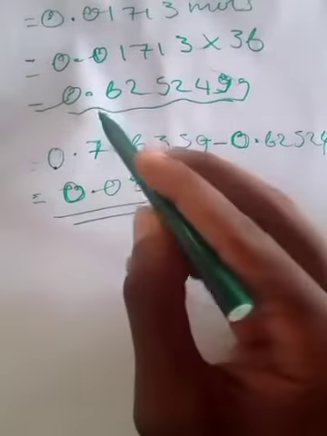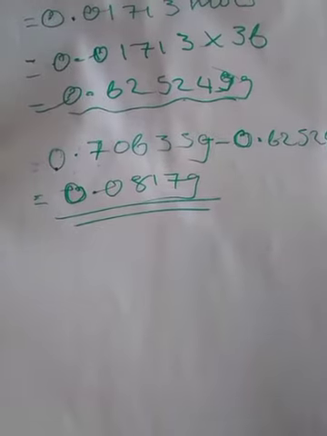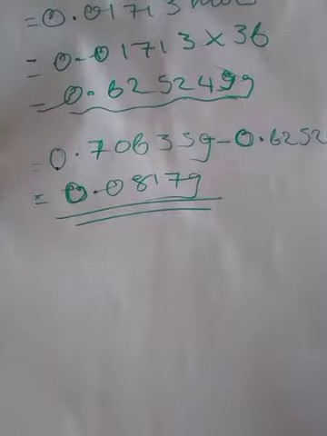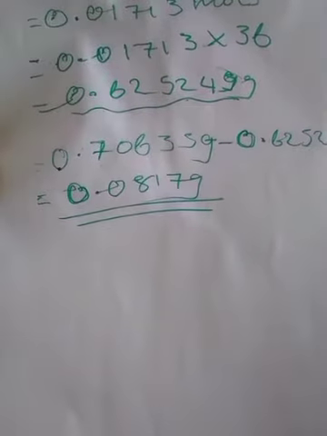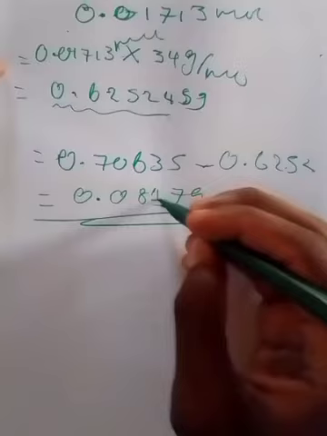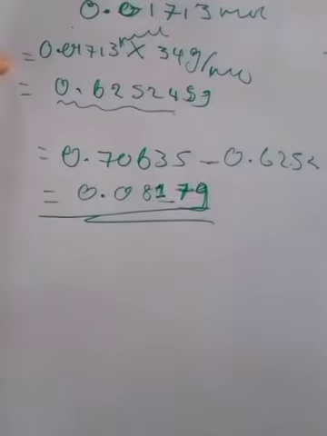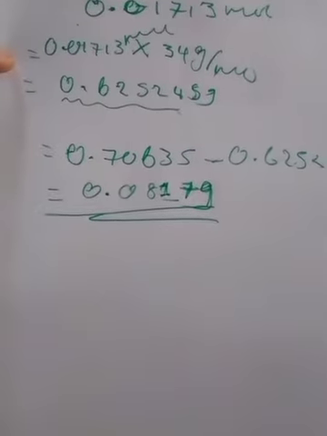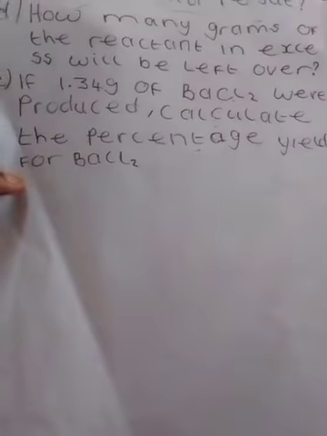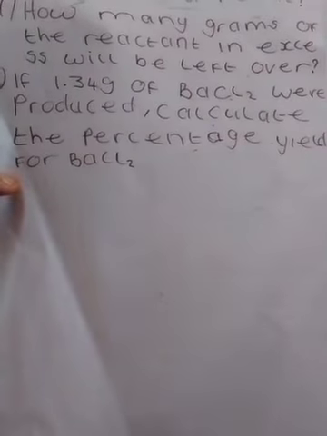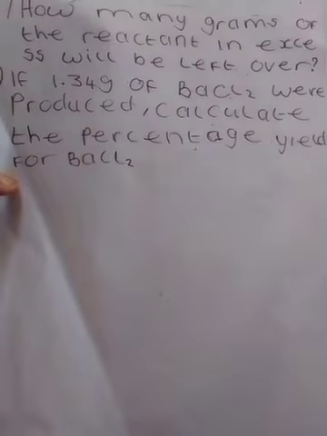In some books you'll be seeing them using this way or the other way. So there are two ways, and both ways will still give you correct answers. Okay, so now let's look at the last question, the percentage yield. Now let's solve the last question. It says that if 1.34 grams of barium chloride were produced, calculate the percentage yield for barium chloride.